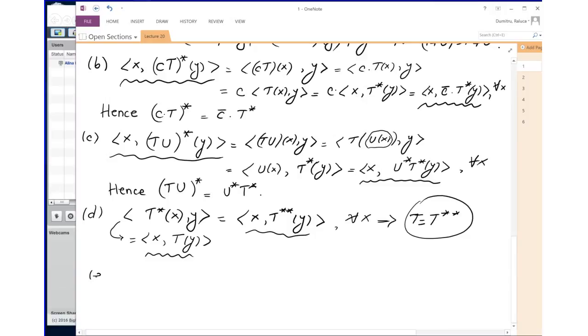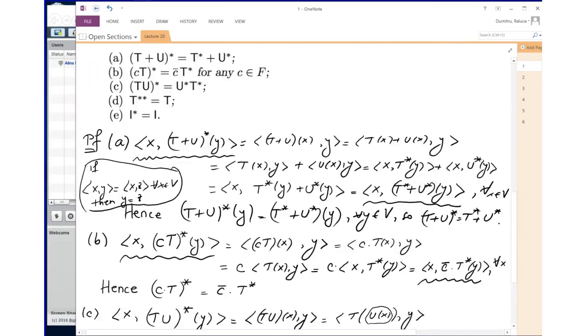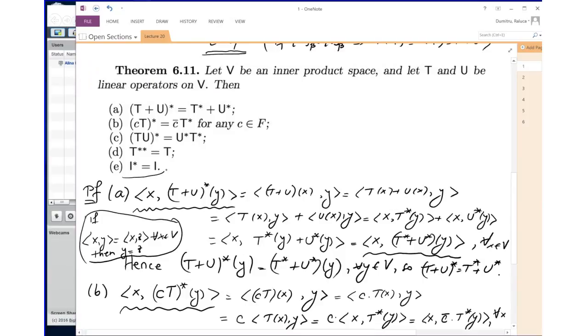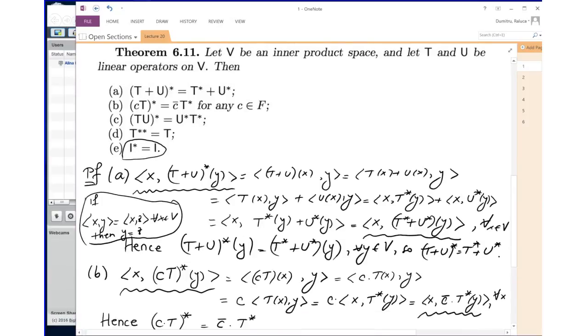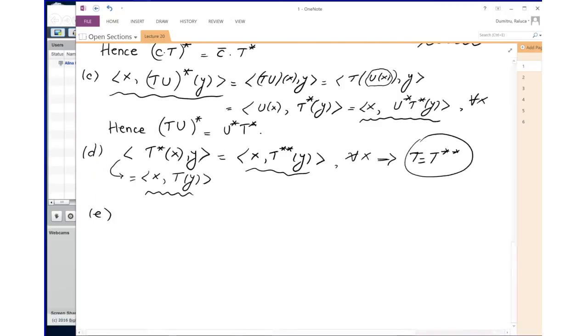And finally, E. The adjoint of the identity operator is itself. So let's start with x, adjoint of the identity applied to y. Move the identity into the first.